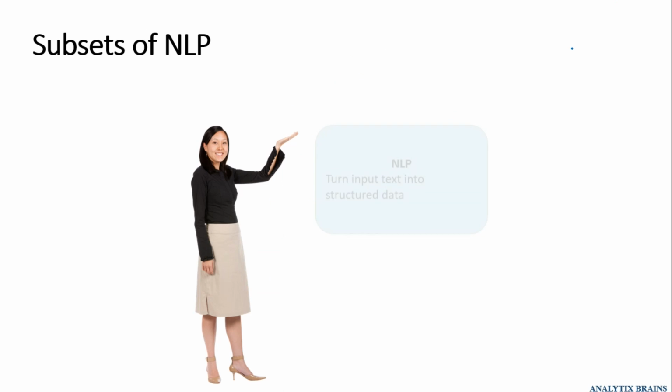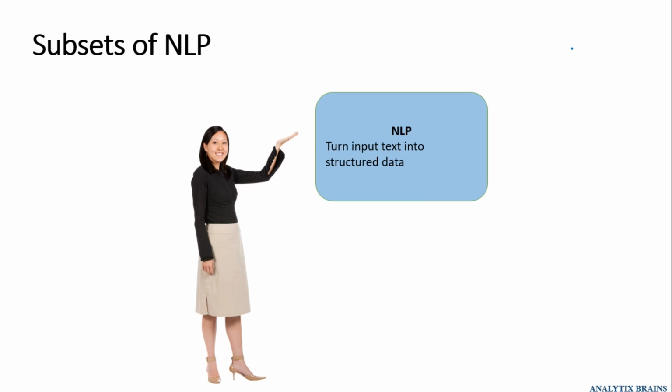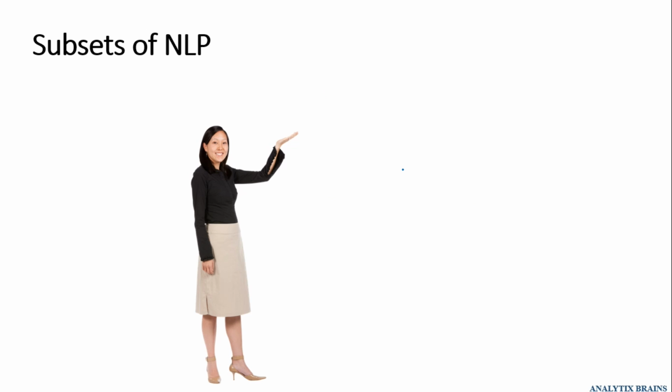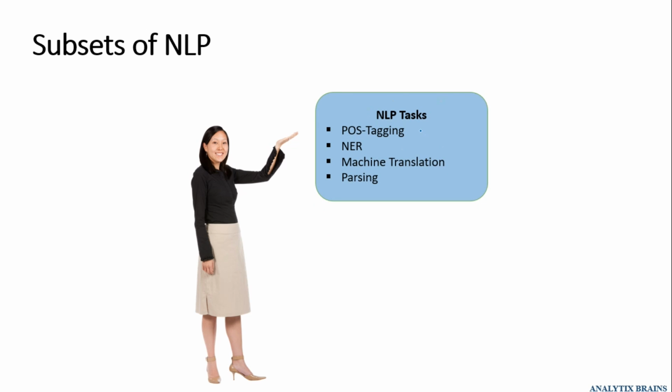Let's see. NLP is something which helps to turn textual data into structured data. So we have unstructured data, and with the help of NLP we convert the unstructured data into a structured format. The different tasks that help to do that are POS tagging, named entity recognition, machine translation, parsing, and so on. There are more NLP tasks that can be performed on textual data.